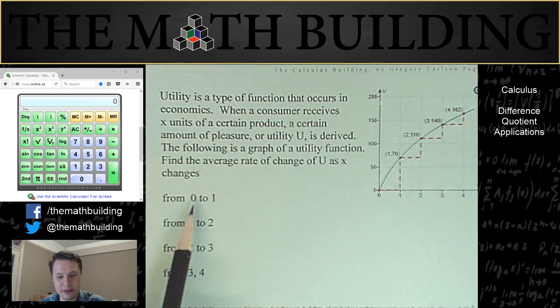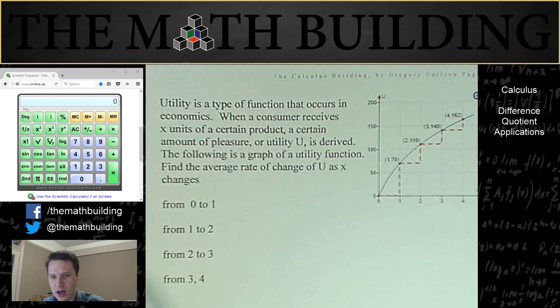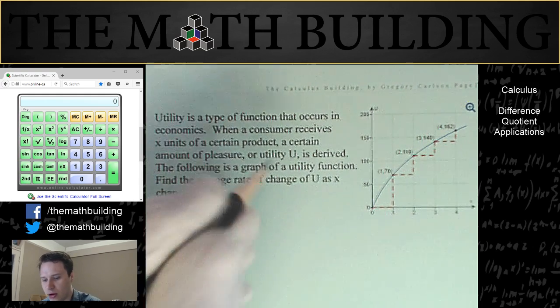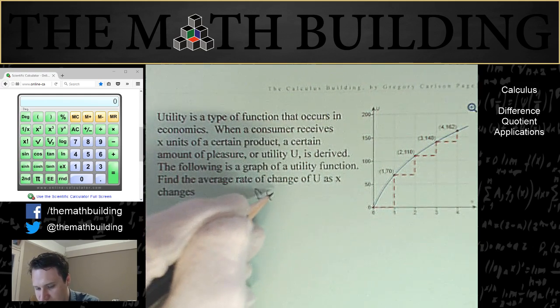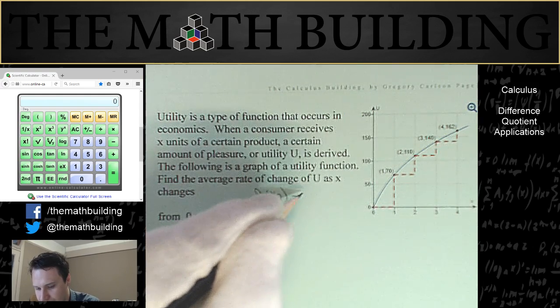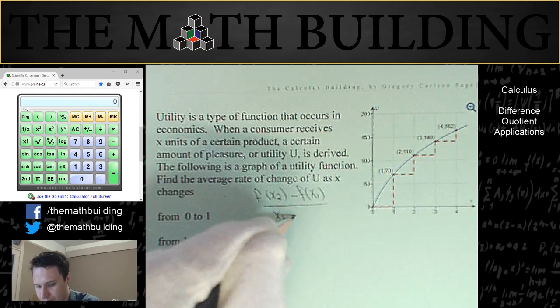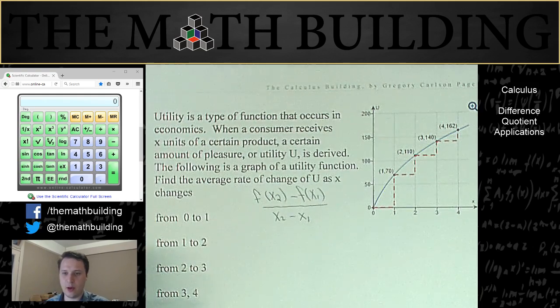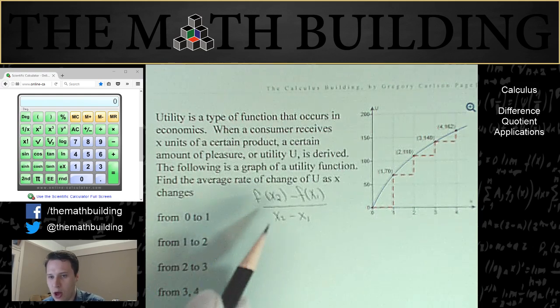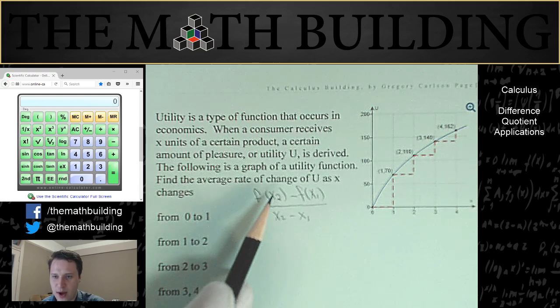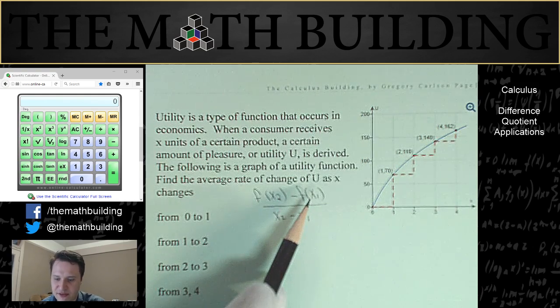So how much more happiness are you getting from 0 to 1, 1 to 2, 2 to 3, and 3 to 4? This will be pretty easy. I'll just show you how to do one or two of these, and I think you'll get the idea. As you know, the rate of change formula is similar to the difference quotient. It's basically the slope formula: y2 minus y1 over x2 minus x1. And remember, this is another way of saying f of x2 minus f of x1.